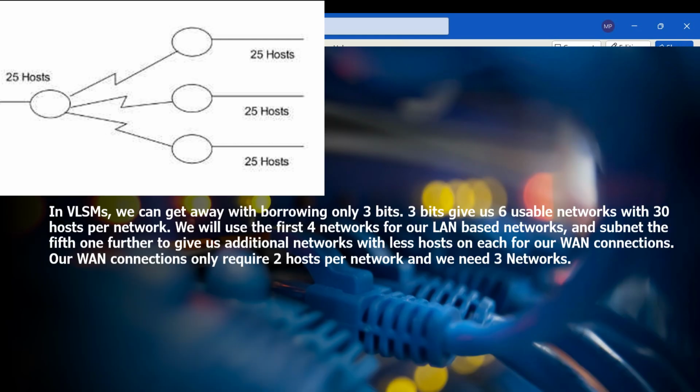In VLSM we can get away with borrowing only 3 bits. 3 bits give us 6 usable networks with 30 hosts per network. We will use the first 4 networks for our 4 LANs, and subnet the 5th network to give additional networks with the fewest hosts for each of our WAN connections. Our WAN connections only require 2 hosts per network, and we need 3 networks.